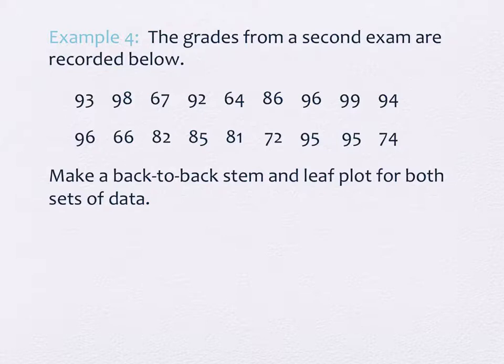So my first thing we're going to do is create the stem and leaf plot for this data first. If you remember from last time, what we're doing is we're looking for the lowest and the highest values. So somebody tell me what you see as the lowest value in this set of data. 64. And the highest value? 99. Is everybody good with that?